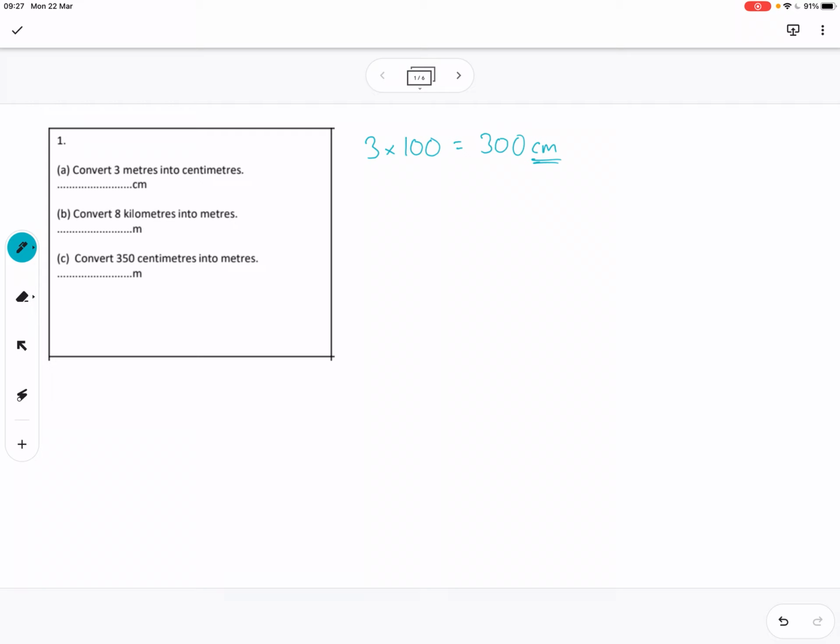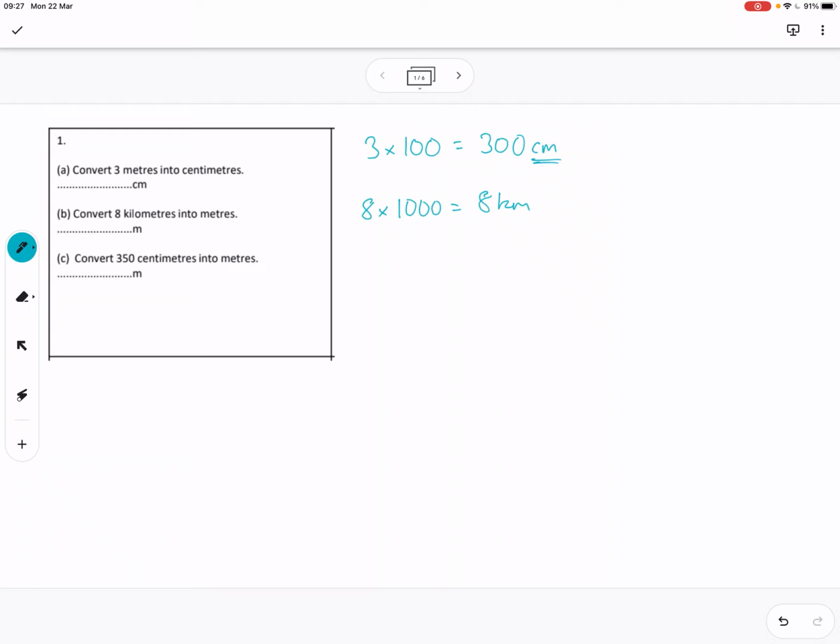B, convert 8 kilometres into metres. Well, I've got 8 kilometres. There are 1,000 metres in a kilometre, so 8 kilometres. Again, writing the units. If I get my conversion rates wrong, I'll be able to see that when I have the workings out.